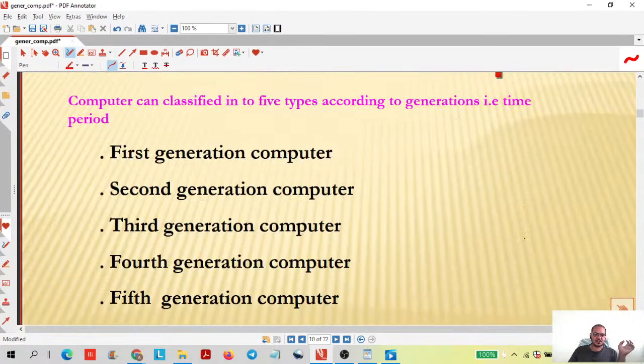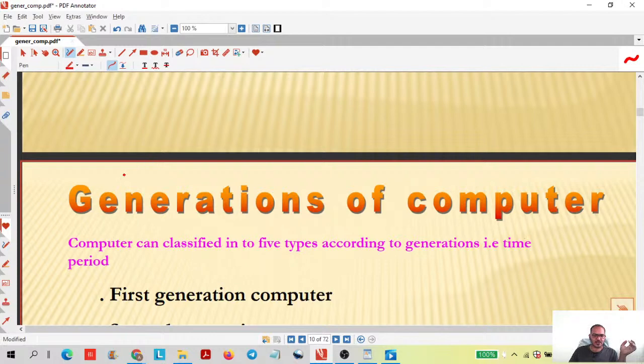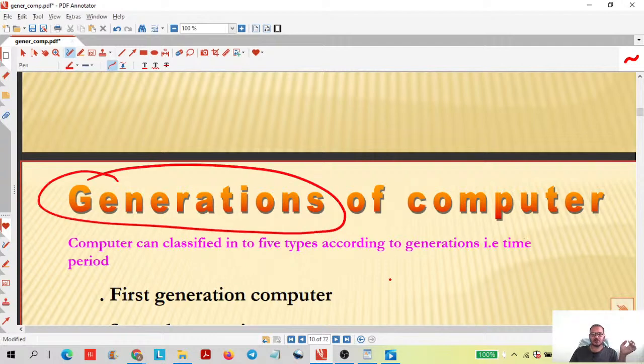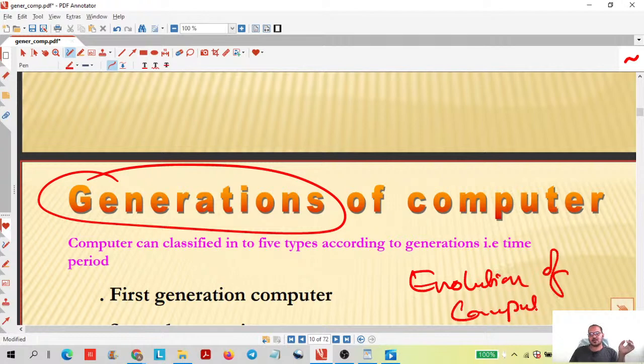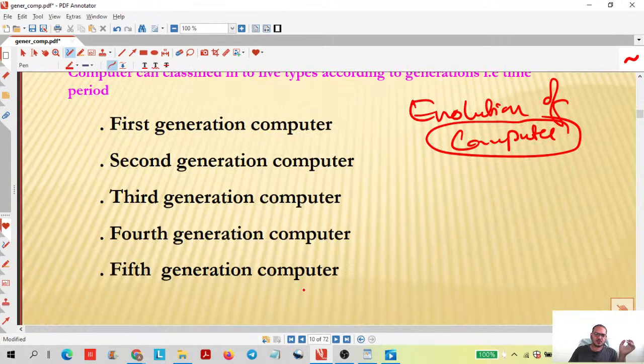Now it comes to the generation of computers, or we can say the evolution of computers. Normally in the textbooks, a total of five generations of computers are mentioned.